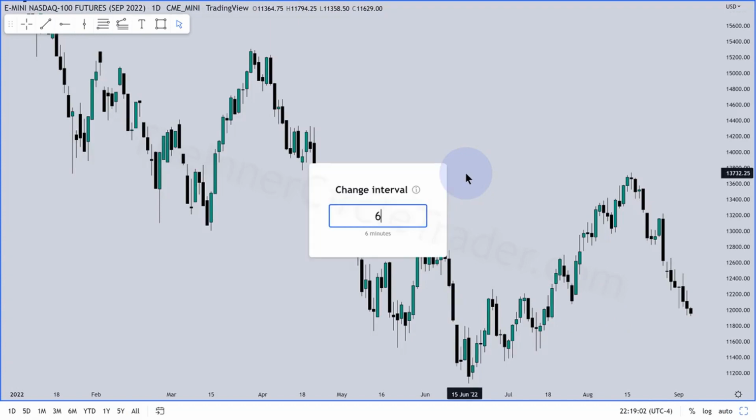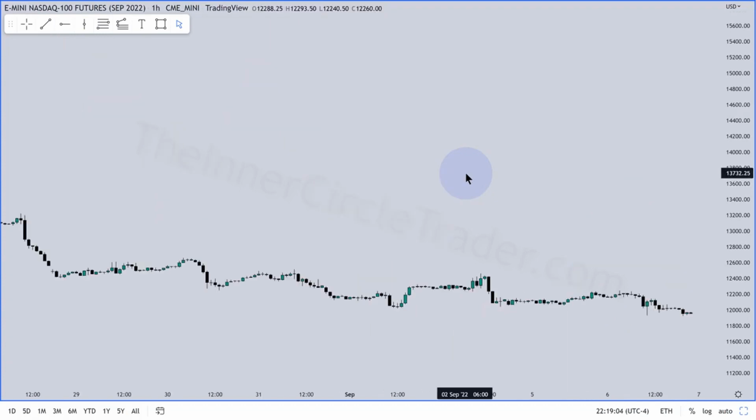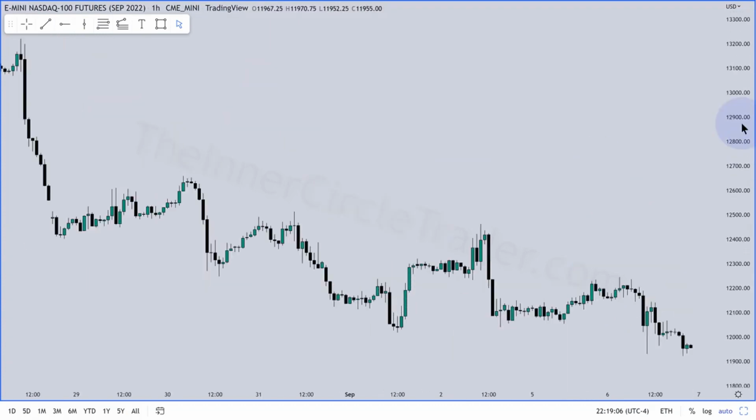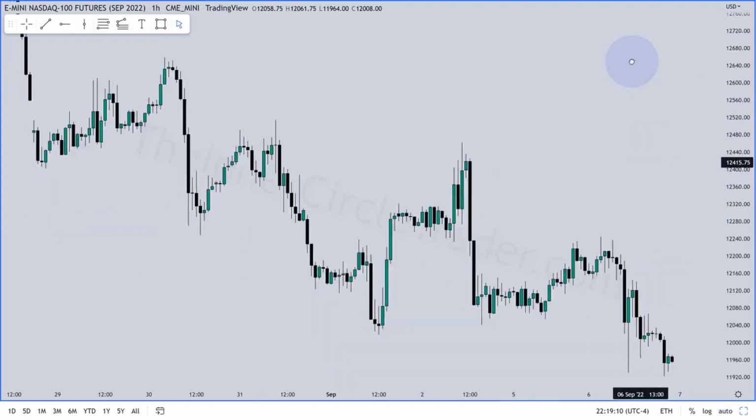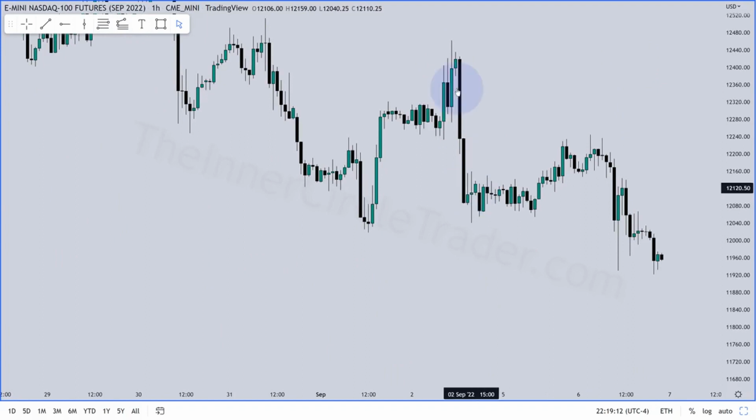Let's take a look at the hourly. Okay, you can see how price broke lower, fair value gap, worked in that, touched the higher portion here, and sold off. Small little fair value gap there, broke lower for another run into the low.